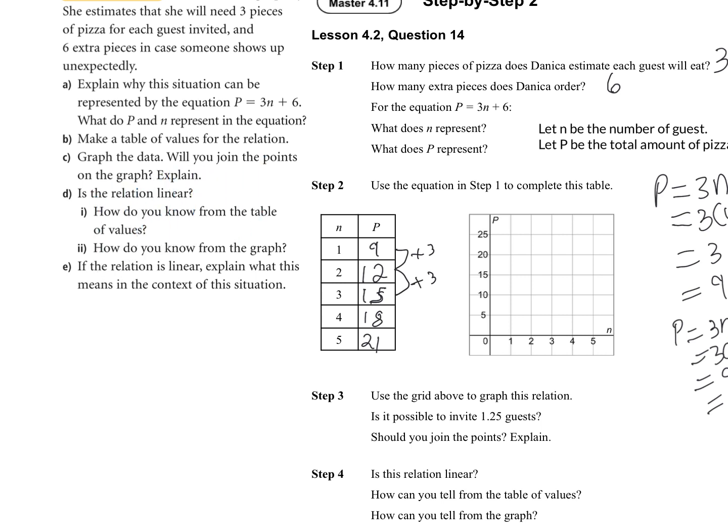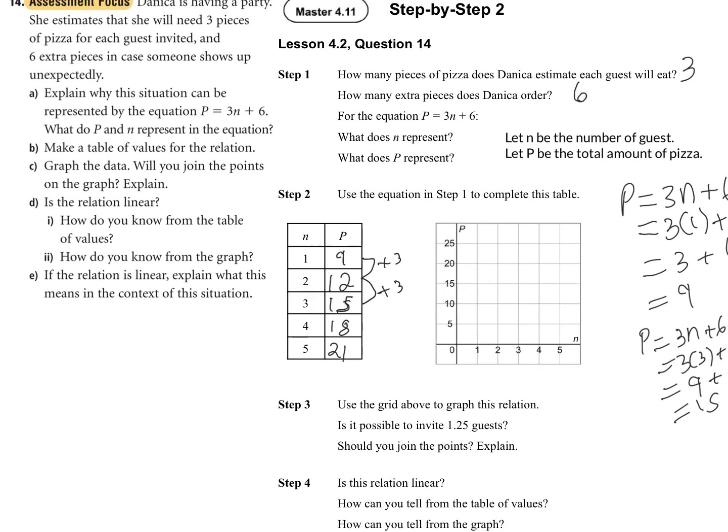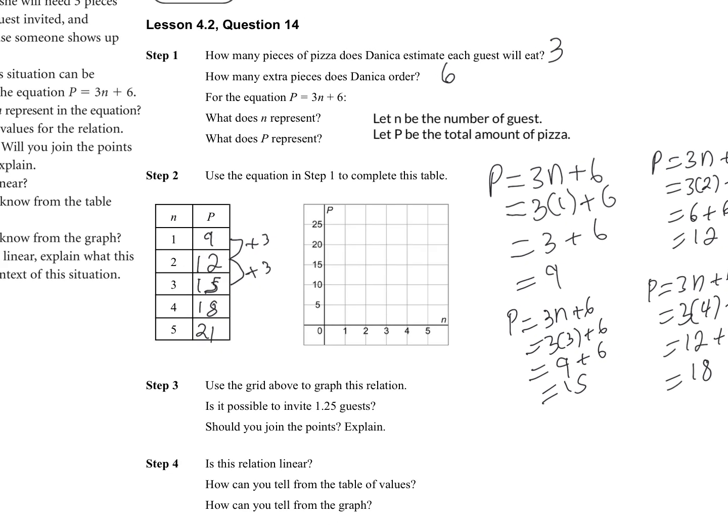So let's look over here at this graph. We're going to take this table of values and graph it. We have n going along the x-axis, because n would be our x value, or what we call our independent variable, and p is on our y-axis, and that would be the dependent variable. So now we're going to graph our points based on what we have here.